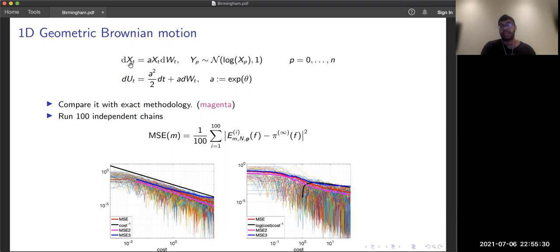But for the one-dimensional geometric Brownian motion, we're going to consider this original process right here, which uses the same notation as before. X of t is just the signal process, W_t is the Brownian motion, and Y_p essentially is just the observations that we have, which are taken at discrete time points.